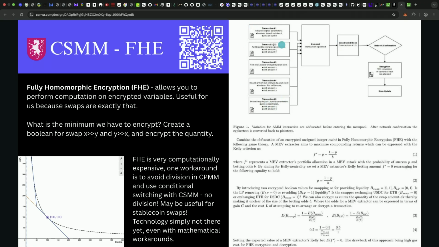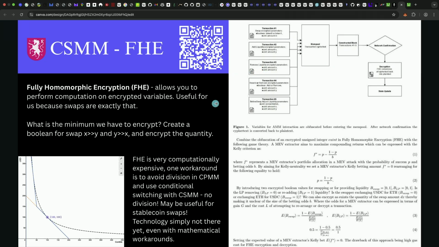There's also another kind of aspect to constant sum market makers that I've hacked on with FHE. For those who don't know, FHE is fully homomorphic encryption. It allows you to perform computation on encrypted variables. The way this is useful for us is whenever we do swaps, we perform a certain amount of math. When the transaction goes into the mempool, what you could do is encrypt the swap function. Then as it passes through, you can then decrypt it.